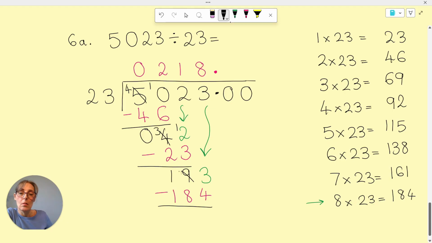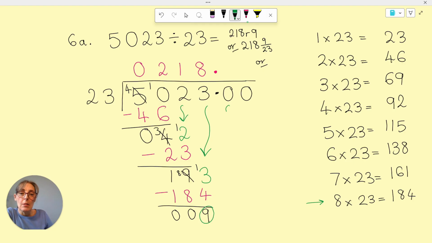Okay, so 13 take away 4 is 9. 8 take away 8, 1 take away 1. 218, remainder 9. There. Or 218 and 9 23rds. Or, and this is the other one we're working out now.